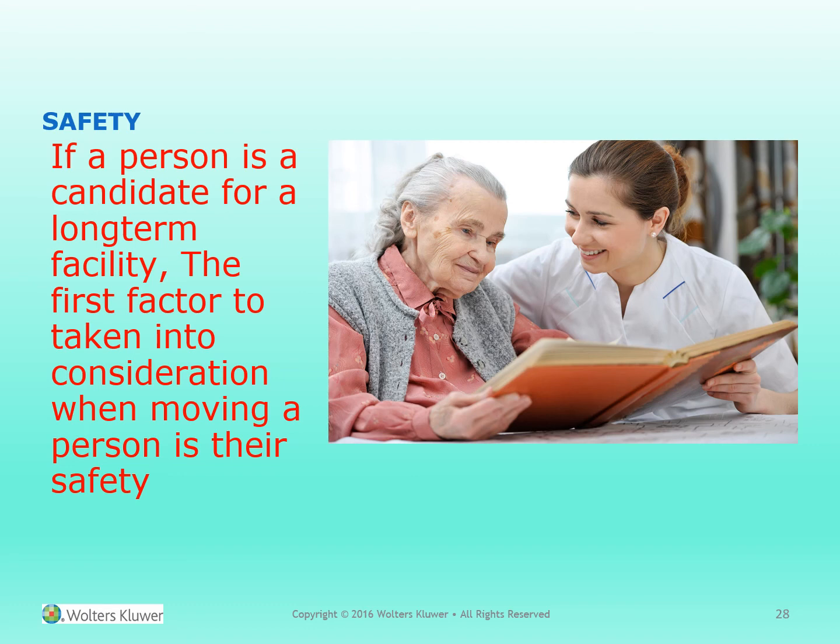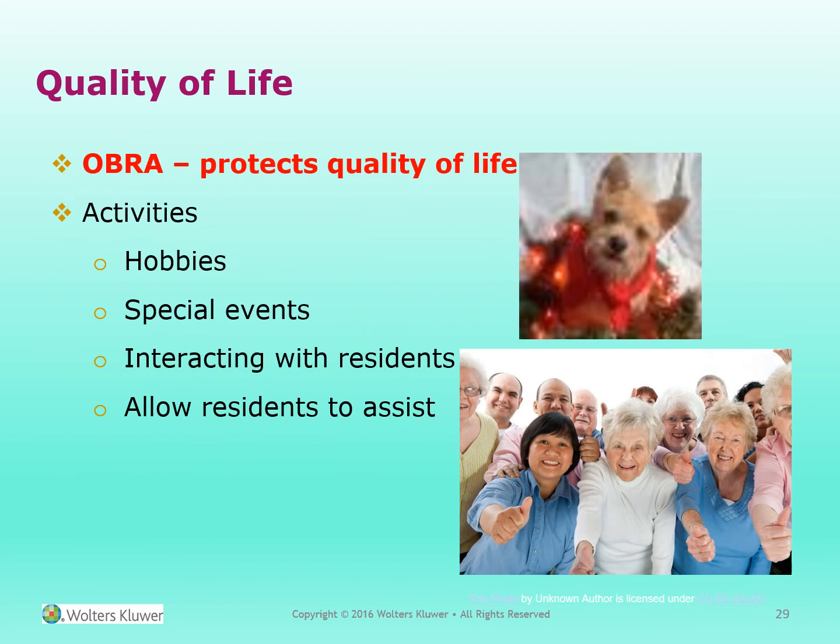Safety. If a person is a candidate for a long-term facility, the first factor taken into consideration when moving their person is safety. Quality of life. OBRA protects the quality of life. The nursing assistant can help with activities. They can find out what type of hobbies the resident liked prior to admission. They can help them to get to special events, encourage them to interact with other residents, and allow the resident to assist you in their daily care.